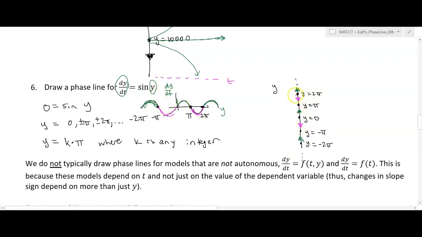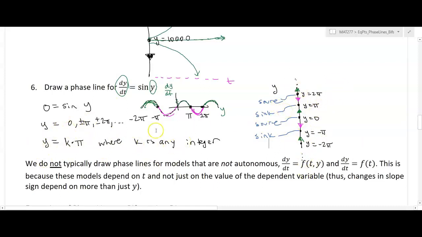And if you look at these equilibrium points to classify them, this one is a source, this one is a sink, and then a source, and then a sink. And it looks like they're going to be alternating in characteristics. So that's one with infinitely many equilibrium points, and that's perfectly fine. Usually we just indicate it by saying something like, well, there are infinitely many of them. Here's a sample phase line.